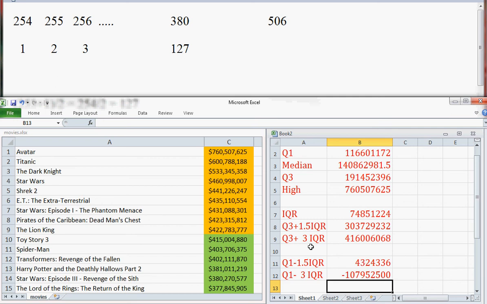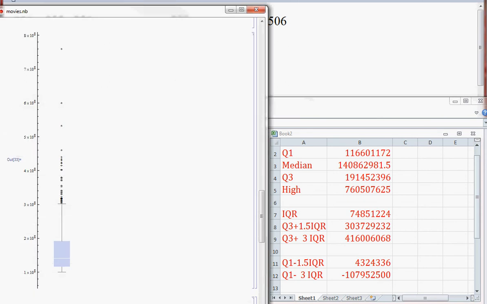So finally, we put all this together in the box and whisker plot. For the sake of clarity of presentation, I'm having the computer program Mathematica draw the box and whisker plot rather than attempting to do this by hand. And here is the box and whisker plot. So notice that there is a box right here. The median is 140 million something. The first quartile is 116 million. The 75%, the third quartile, is 191 million.